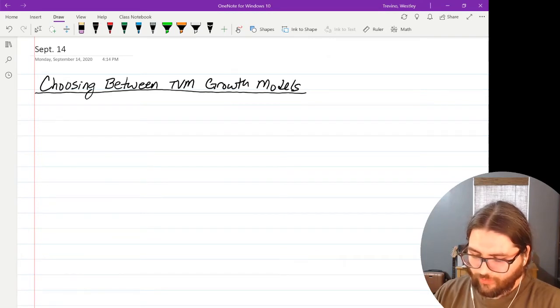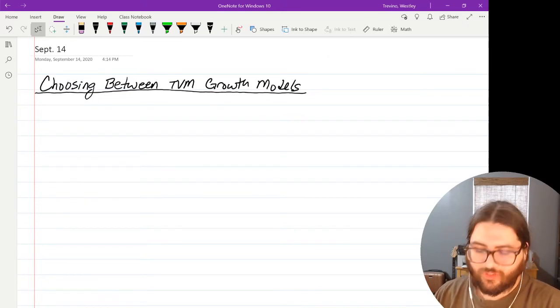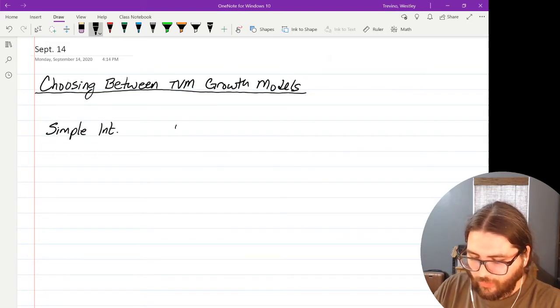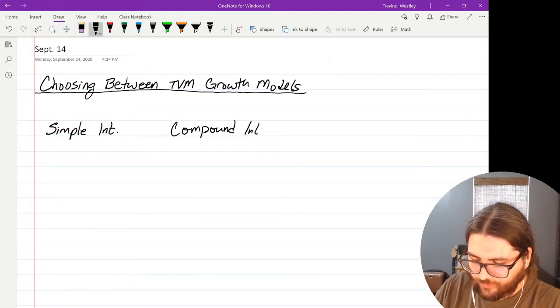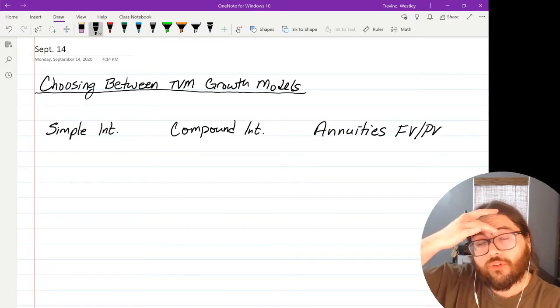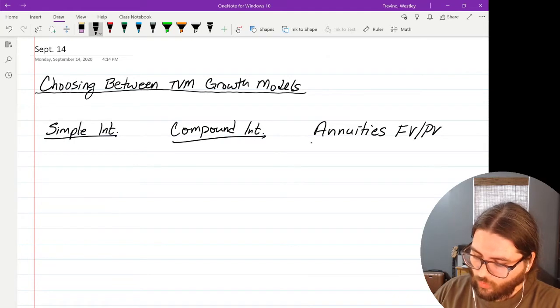So I'm looking at all the different models that we have. We fall into three basic groups in this class. Either we're talking about simple interest, we're talking about compound interest, or we're talking about annuities. And this could be future value or present value. They fall into the same category. I know they are two different formulas, but they fall into the same category, right? It's 1, 2, or 3.